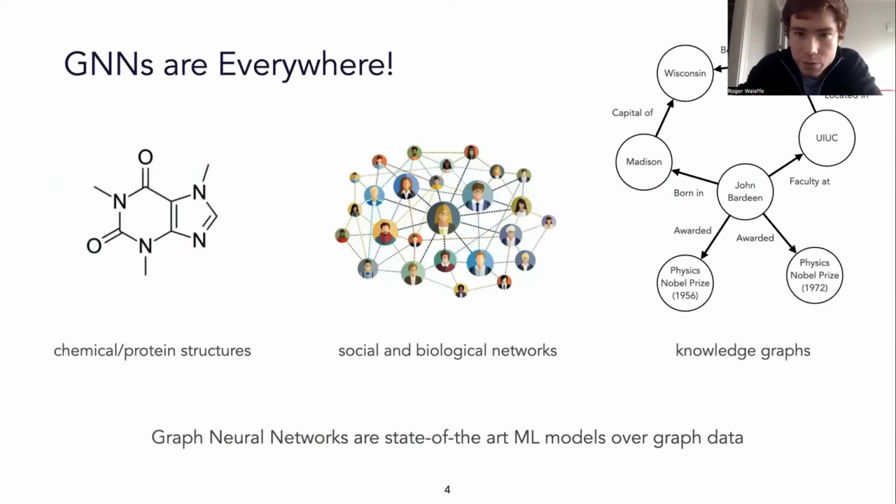But it's not just Google Maps. Graph neural networks are everywhere these days. In fact, they are the state-of-the-art ML model over many forms of data, which are best represented as graphs. For example, ML applications over chemical and protein structures, social and biological networks, and knowledge graphs all use graph neural networks as the backbone.